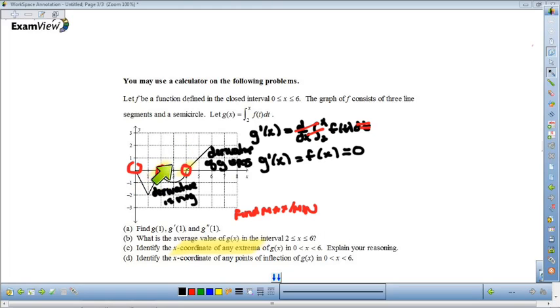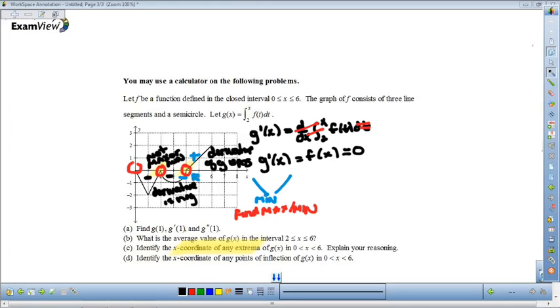So what that tells me is that at 2, it's neither a max nor a min, because I'm going from negative to negative. So my function g is just decreasing. At 4, I'm going from negative to positive, so g of x is going to go from decreasing to increasing, so that's going to be a minimum value.